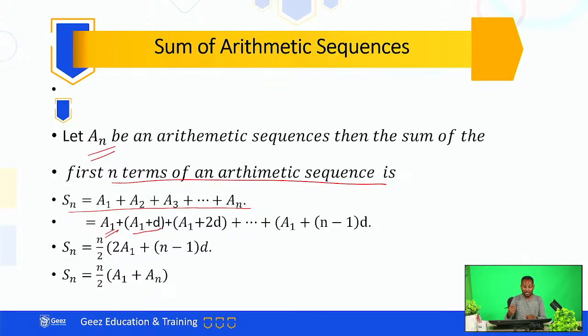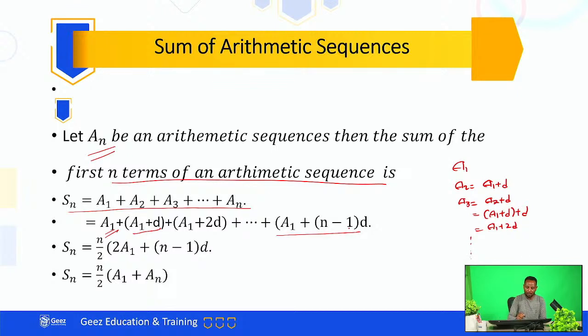We know that, except for the first one, the consecutive terms of an arithmetic sequence are obtained by adding a constant number called the common difference. Say, for example, we have a1, but a2 is a1 plus d, isn't it? And a3 is a2 plus d, isn't it? But a2 is a1 plus d, isn't it? So a3 is a1 plus d plus d, which means a3 is a1 plus 2d. Then we go on like this until we get this formula.